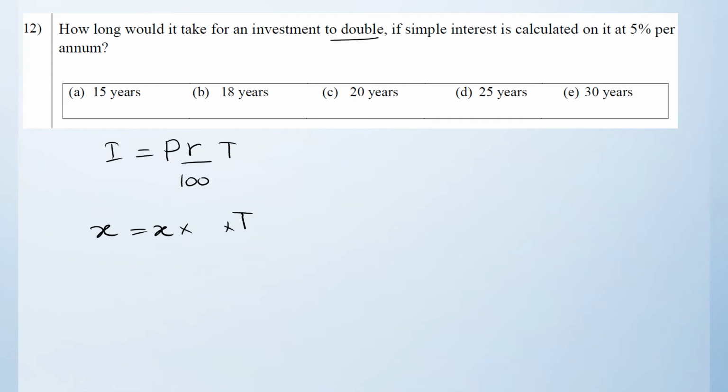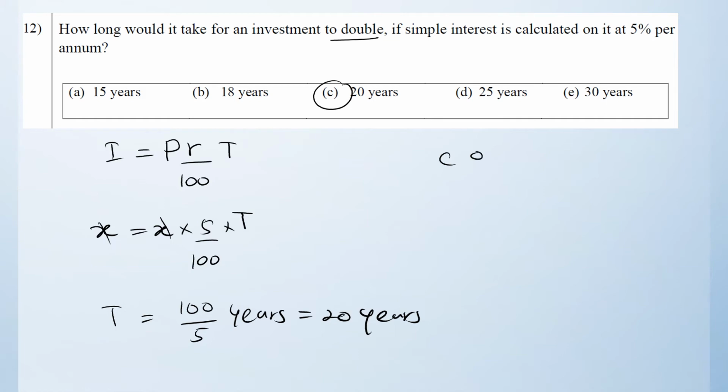So the interest rate is 5%. So we have 5, x cancels, then we can find T. T is equal to 100 over 5 years. That is 20 years. So we have C only.